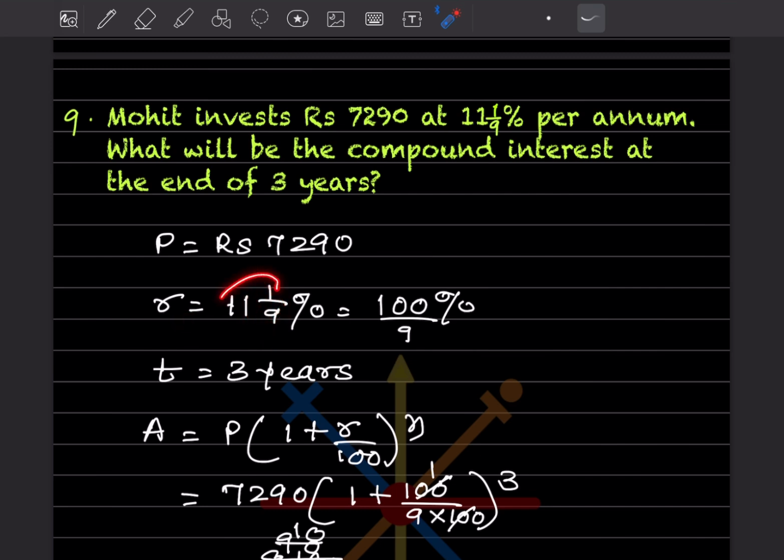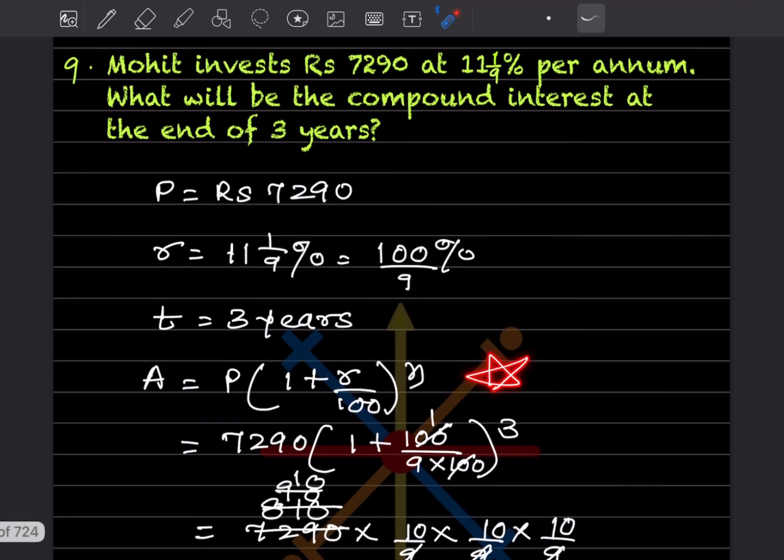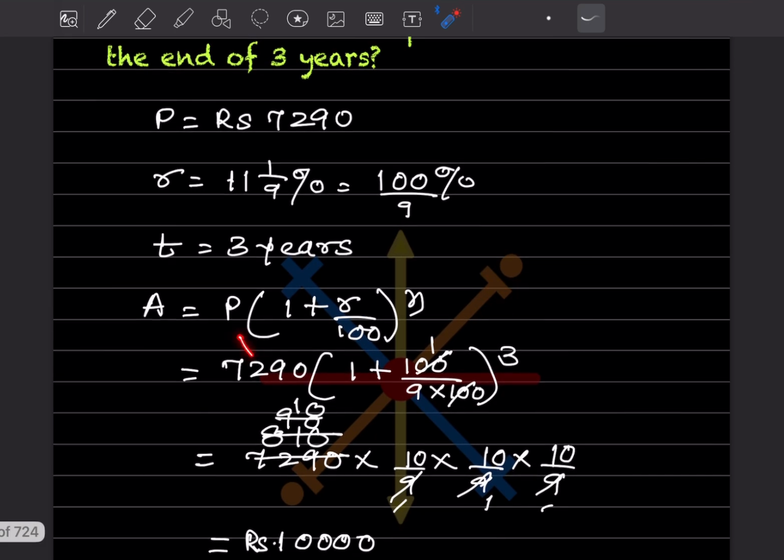We can also write this as the mixed fraction. So this is going to be 99 plus 1 will be 100 divided by 9 percentage. So this t is 3 years. So again use the same formula for the amount because we want a compound interest. So here will be 100 by 9 divided by 100.